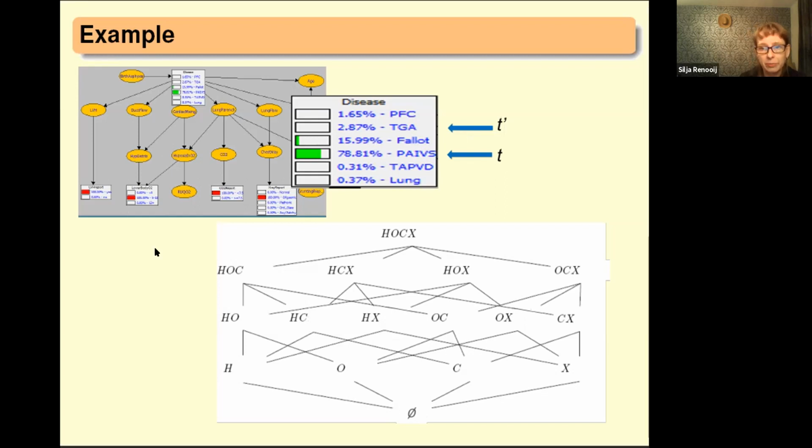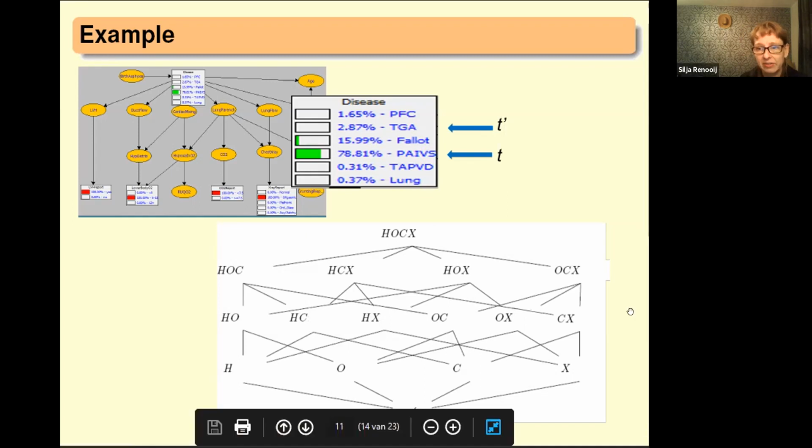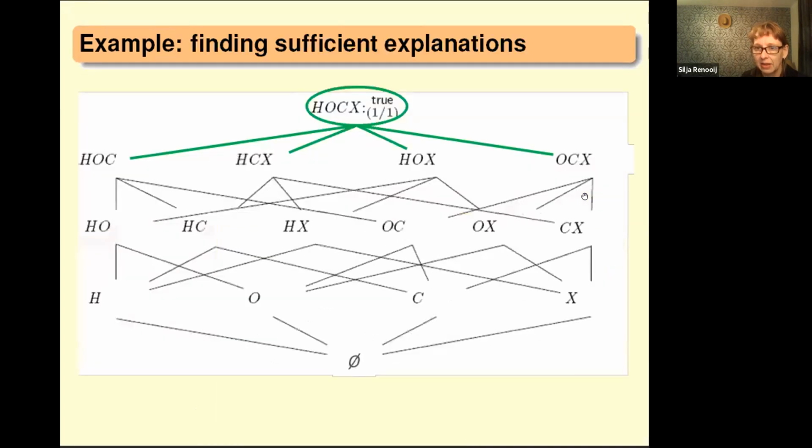These four different input variables, I've labeled them with HOCX, which is related to the names they have, but that's not very important right now. So these four variables give me this subset lattice right here, and I'm going to show you how to go through that lattice. Of course I start at the top, and that was the combination of values that I had originally observed, and I know that it's going to give me outcome T.